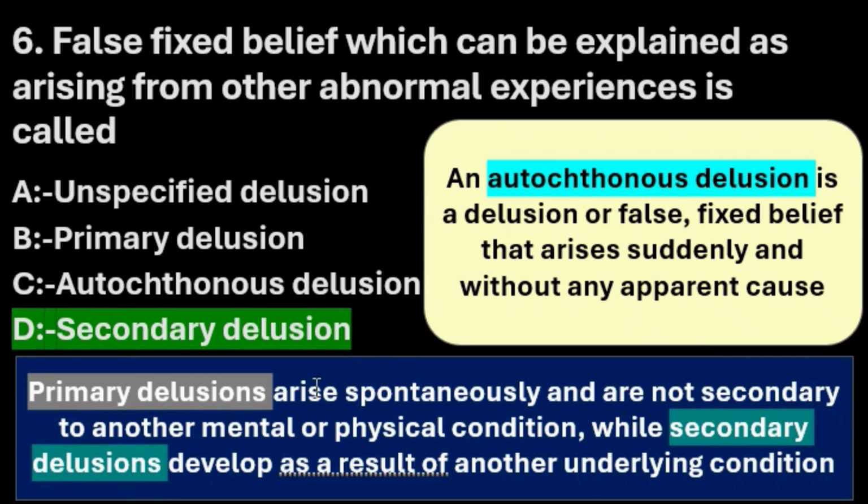Primary delusions arise spontaneously and are not secondary to any other mental or physical condition. But secondary delusions develop as a result of another underlying condition. Here, the question is, false fixed belief can be explained as arising from other abnormal experiences, secondary delusion.